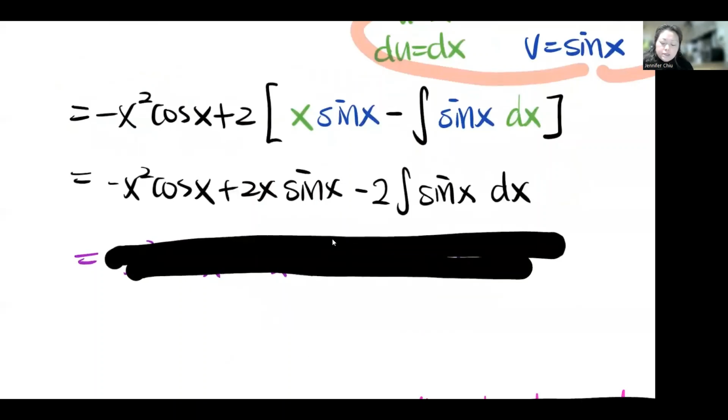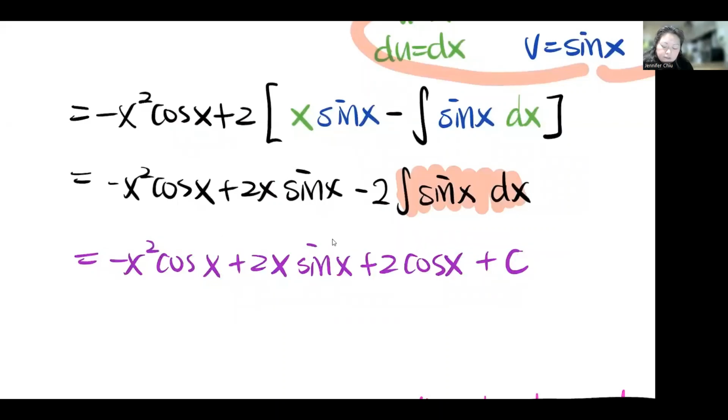Again, key point: this last integral is absolutely doable. So now I can do this one and get my final answer, cleaned up, to be negative x squared cosine x plus 2x sine x plus 2 cosine x plus c. As you can see, the polynomial function went down in power in each of the terms. It started at x squared, then went to 2x, and now it goes to 2. It is kind of like the derivative as it goes down.